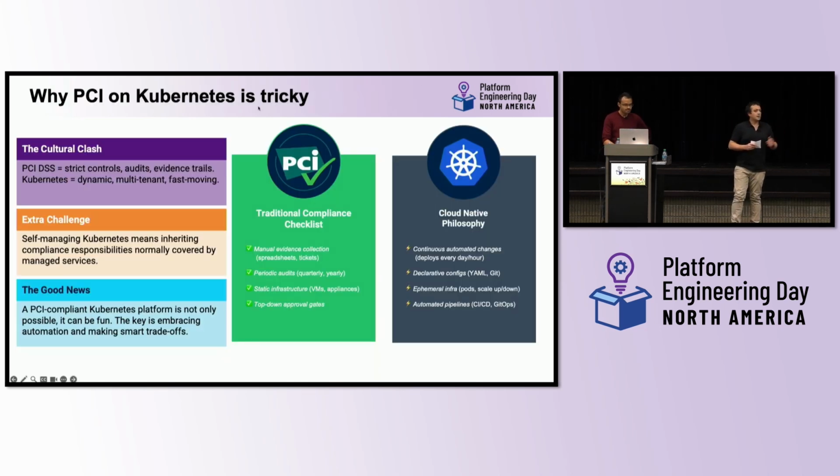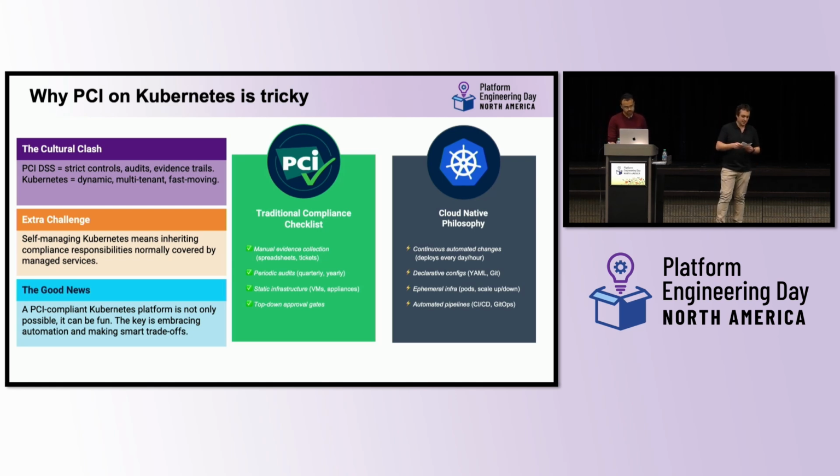So first, we have to look at why PCI on Kubernetes is tricky, and to better understand it, we have to first look at the cultural clash. With PCI, traditionally, we have strict controls, we have audits, and we have very manual evidence trails. Then when you compare this to Kubernetes, we have highly dynamic environments, we have multi-tenancy, and we have fast-moving environments. Looking more closely at the traditional compliance checklist, we have manual evidence collection and periodic audits. Then comparing this to the cloud-native philosophy, we have continuous automated changes and declarative configuration.